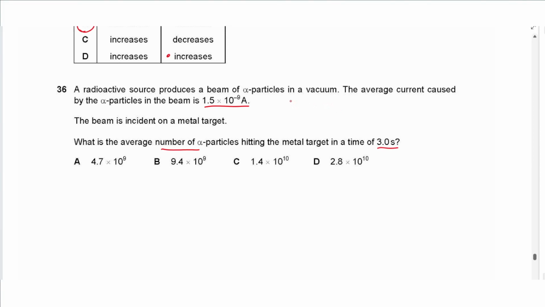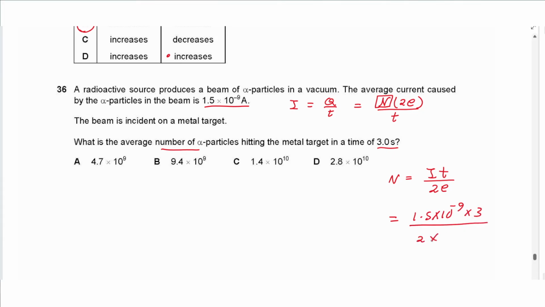So we have current and time, so current is equal to charge divided by time, and the charge is equal to the number of charge carriers multiplied by the charge of one carrier, which is here an alpha particle. An alpha particle has a charge of 2e for 2 protons, and then we divide by time, and we need to calculate the number. So the number will be equal to current times time over 2e. So we divide 1.5 × 10⁻⁹ times the time 3 seconds over 2 times the charge of 1 electron, which is in the formula sheet 1.6 × 10⁻¹⁹. That gives a value of 1.406 × 10¹⁰, so we choose C.